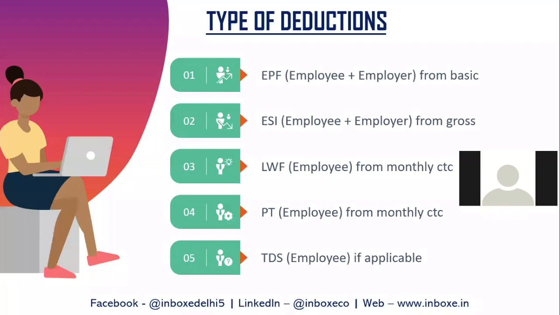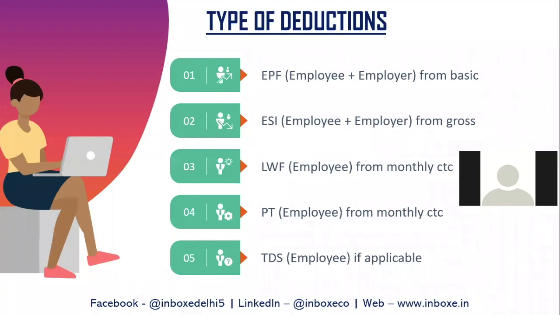Okay, so here there are five deductions. First is EPF, which is employee provident fund. And if you see here, I have mentioned employee plus employer, meaning this contribution is from both sides, the employee side and the employer side. And this calculation is done on your basic salary. Now you will ask me, you tell me how will I calculate this. I don't know how I will calculate my PF.